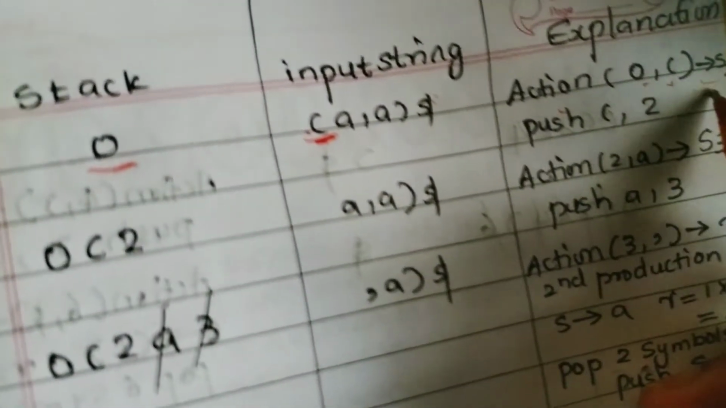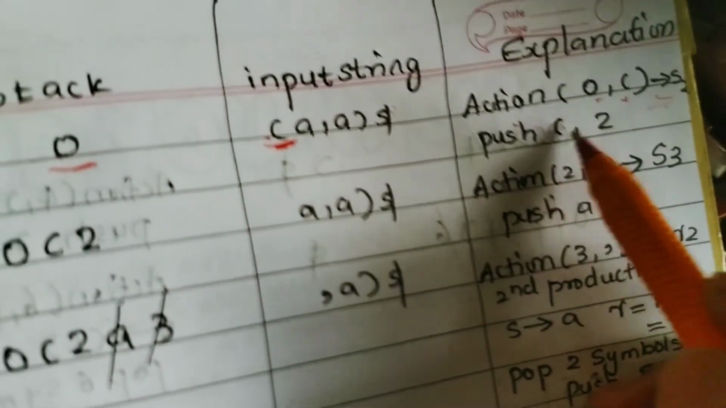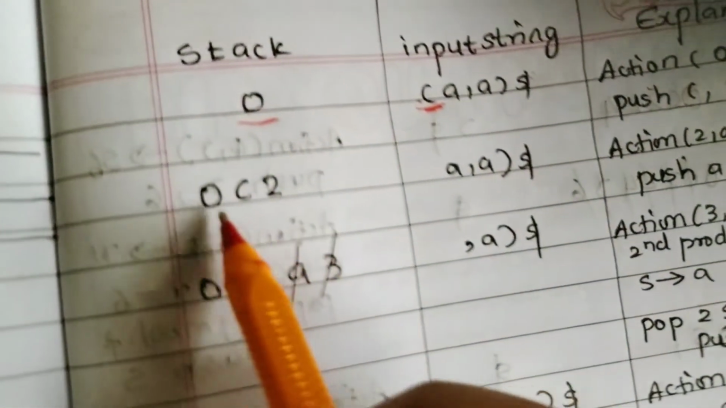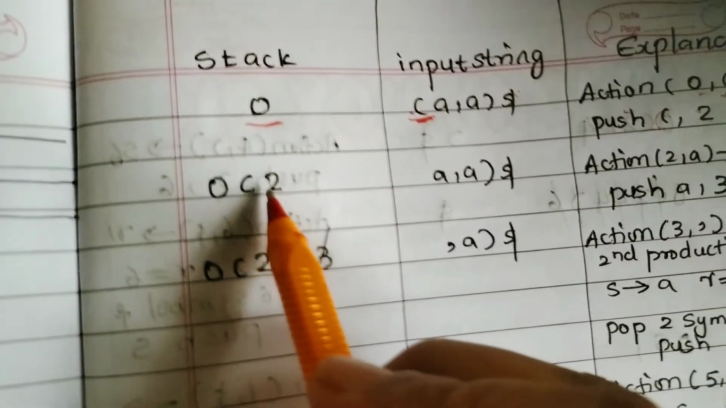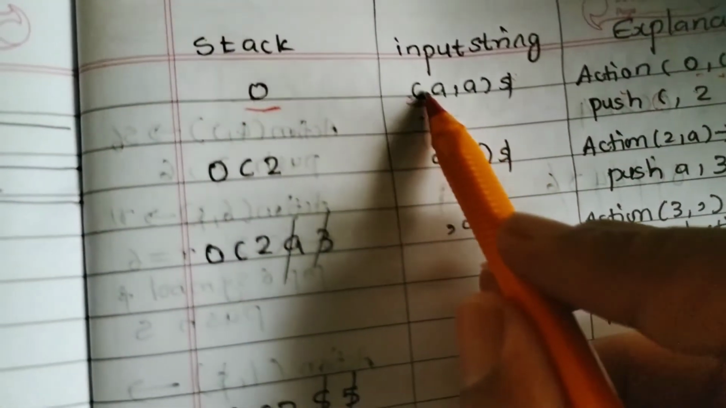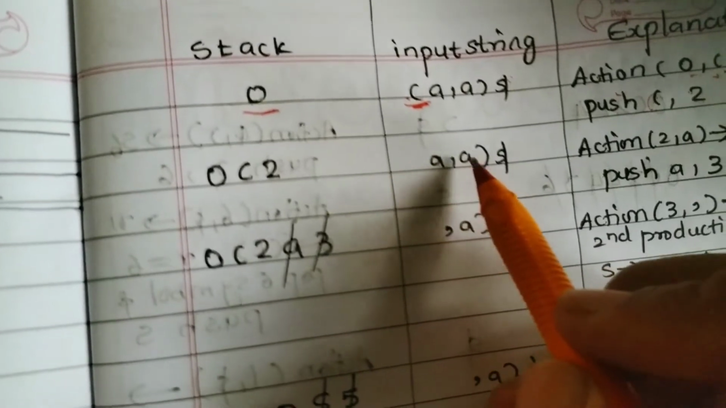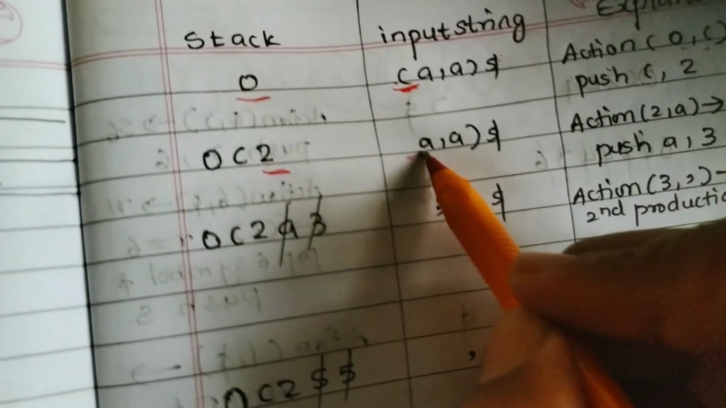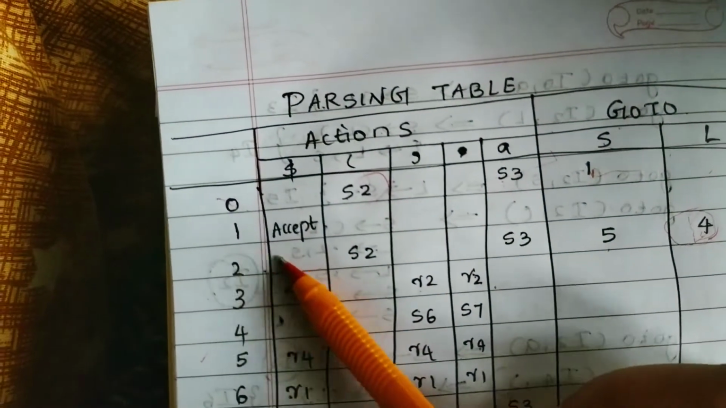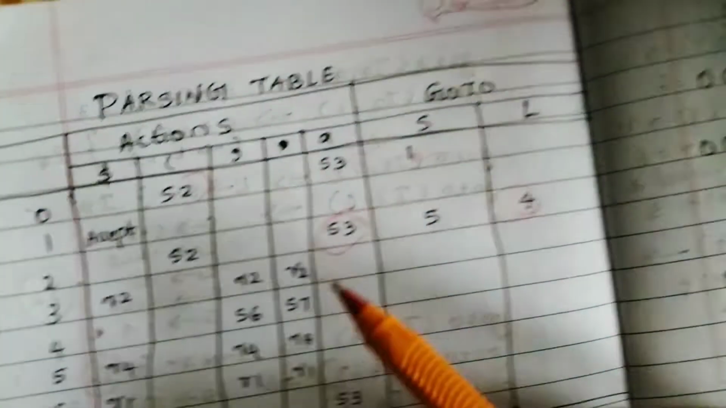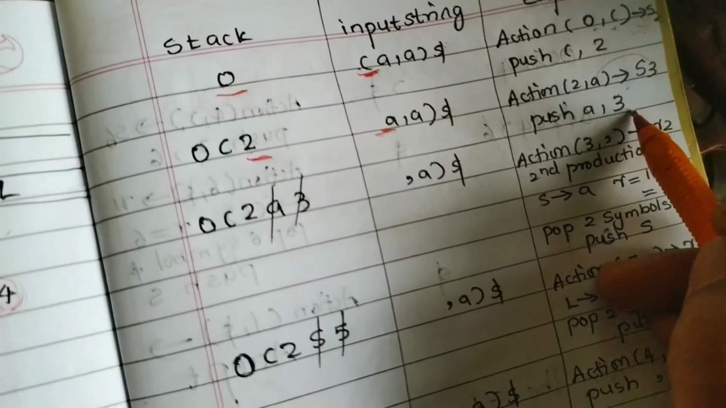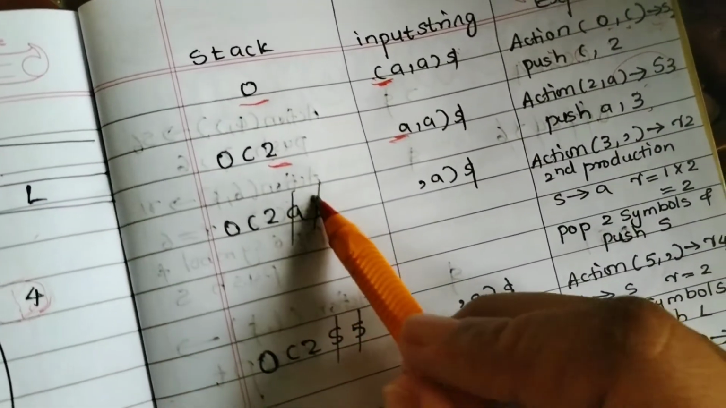If it is a shift, you have to push this open bracket and 2 from this S2 to the stack. So simply we are pushing 0 open bracket 2. Okay, and what is remaining here? The remaining A comma A closing bracket dollar, right? So next what you have to do? Action 2 A, check in the parsing table. 2 A is S3, right? Again we have to shift this A and 3 to the stack. So we are pushing A and 3.